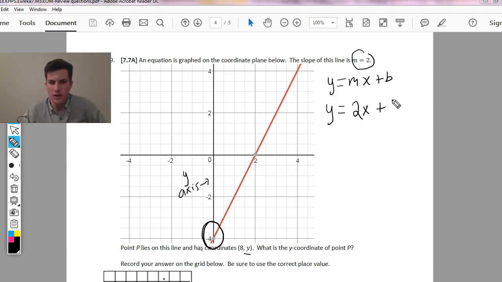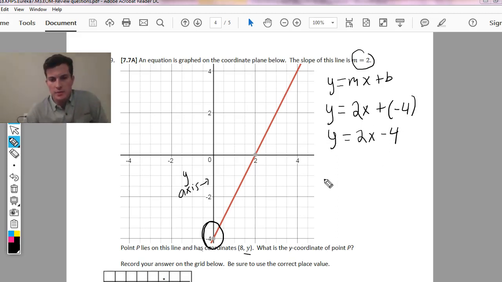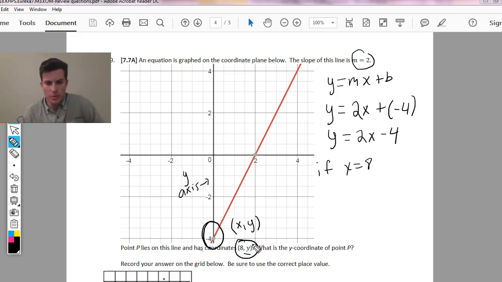This might seem a little bit odd to write in this particular way, -4. You could also write this as y equals 2x minus 4. Okay, adding a negative or subtracting is the same thing. Last part, if x equals 8. How do I know that? Right here. This is x comma y, like every ordered pair. So my value of x is 8. So if x equals 8, that's an ugly 8. Hang on. Let's see if we can get a better 8.